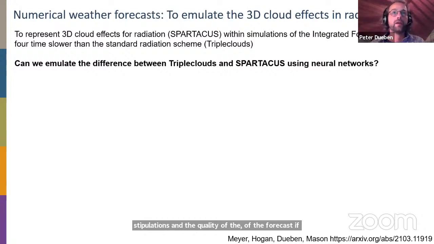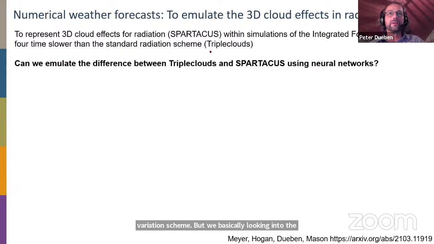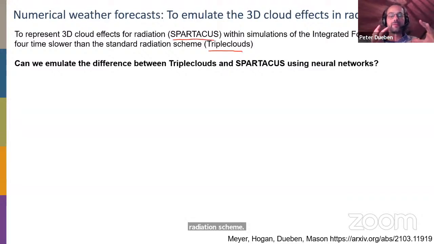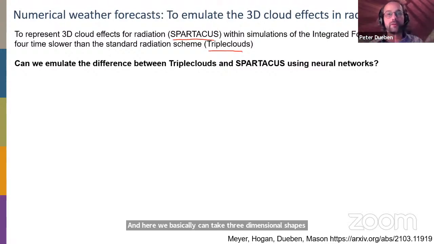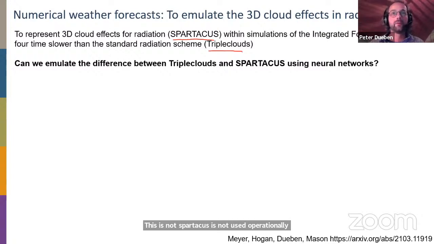But then we got the idea, or people like Robert Pincus actually suggested to us, to look into a different way of radiation scheme emulation. What we do now is that we don't try to predict the entire tendency that we get out of the radiation scheme, but we look into the difference between the Tripleclouds scheme, which is used operationally at ECMWF, and the solver called the Spartacus radiation scheme. Here we can take three-dimensional shapes of the clouds into account, which we can't do in operations with Tripleclouds. Spartacus is not used operationally because it's just too expensive for operational use.